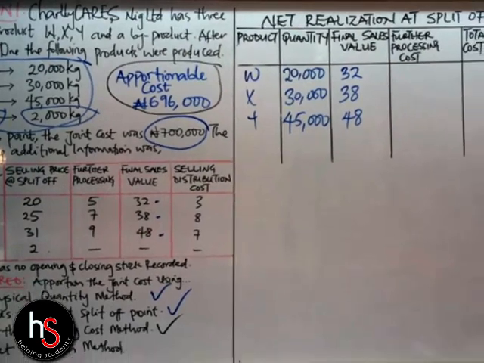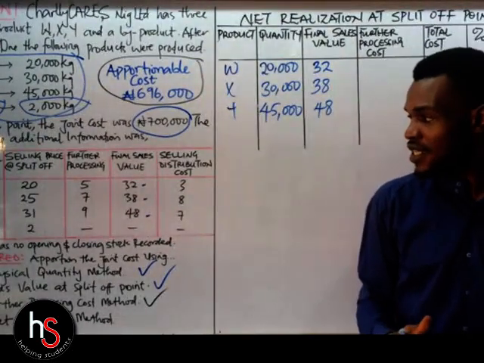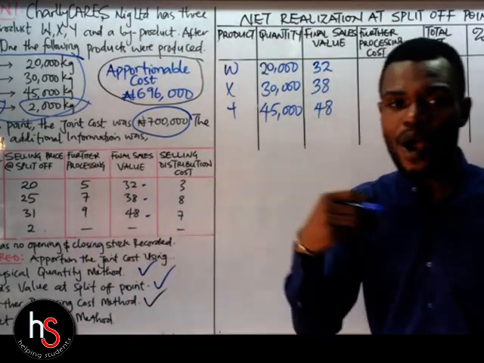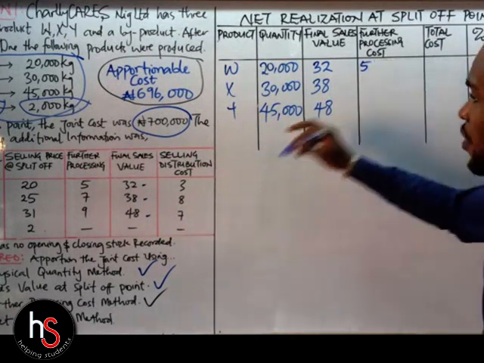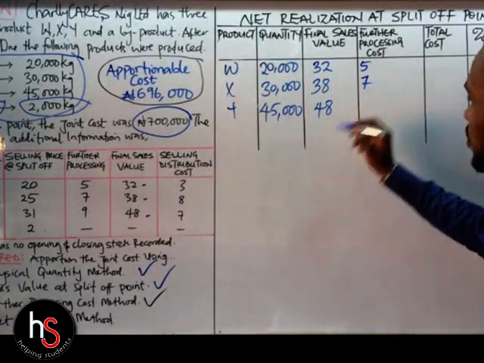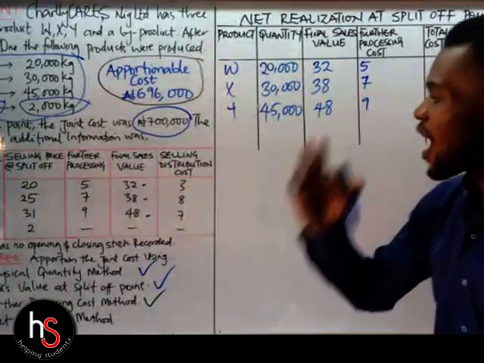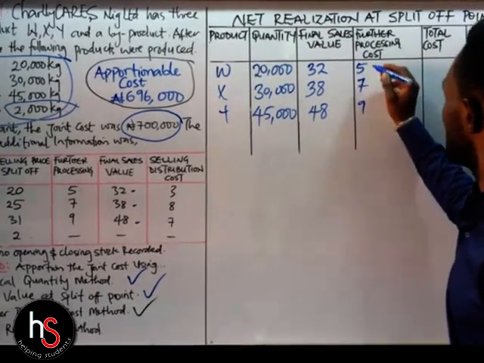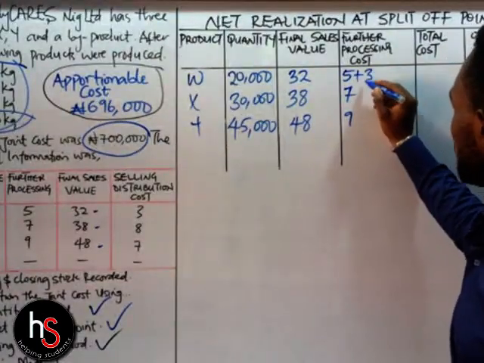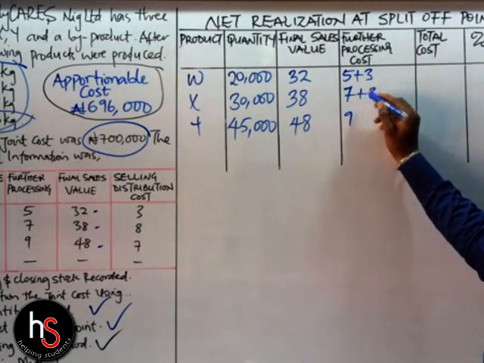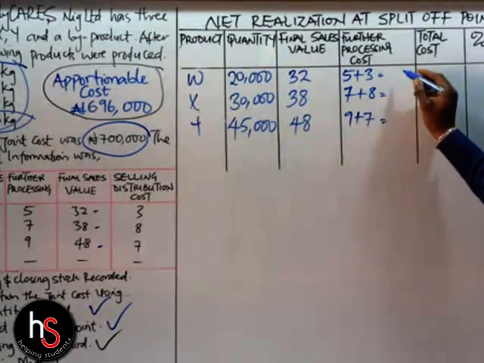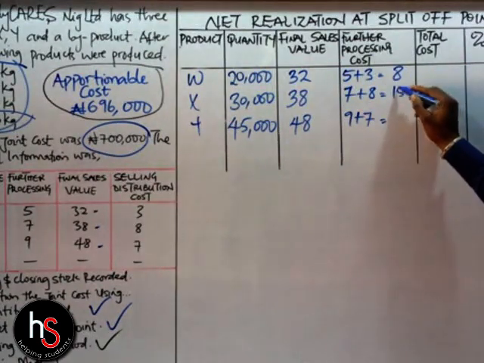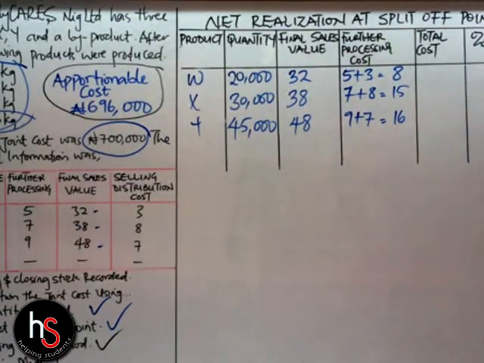So we'll come over to the further processing cost. Now, to solve our further processing cost here, we'll pick this same value and we are going to add it up with our selling distribution cost. So we're going to have 5, which is the further processing, we also have 7, and we also have 9. We add it up with our selling distribution cost, which is plus 3, plus 8, then plus 7. So we get the summation of this. 5 plus 3 is 8, 7 plus 8 is 15, and 9 plus 7 is 16.